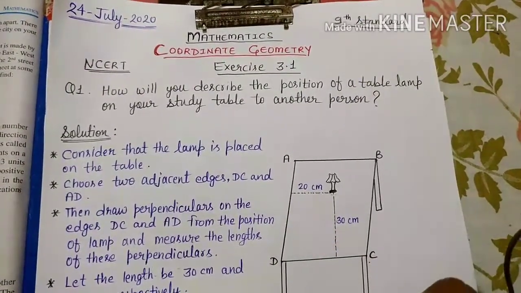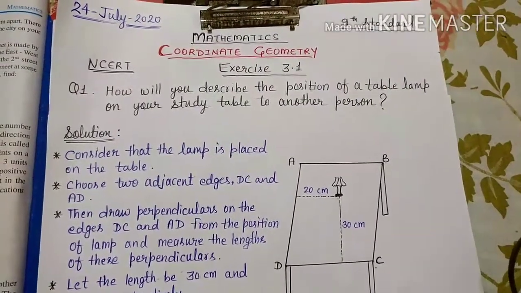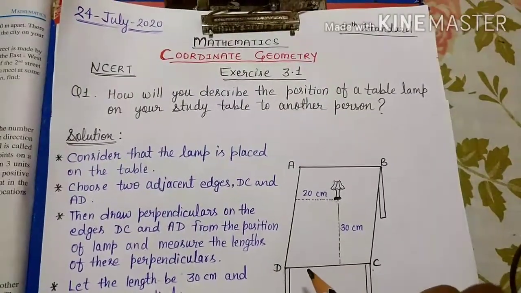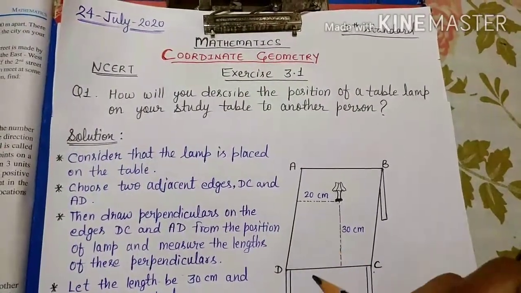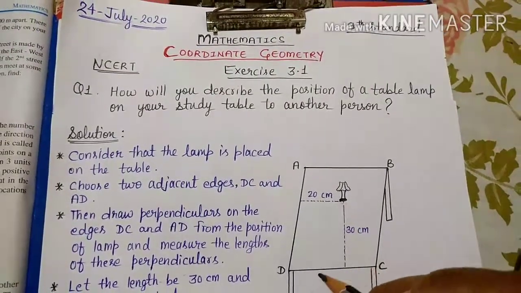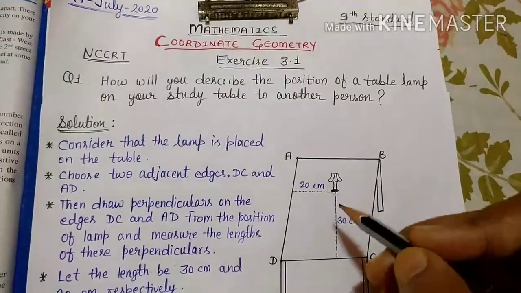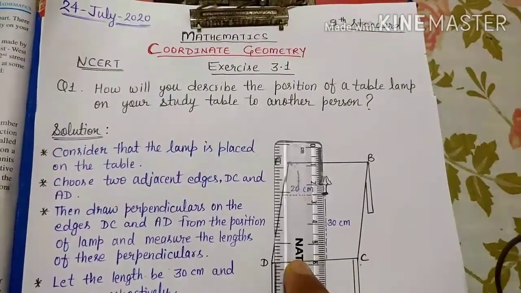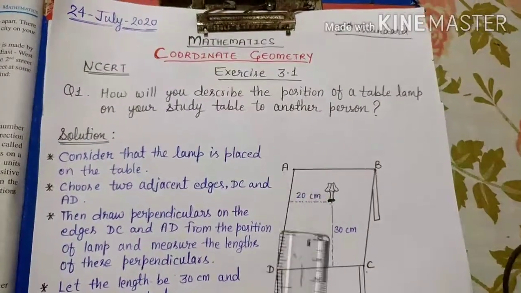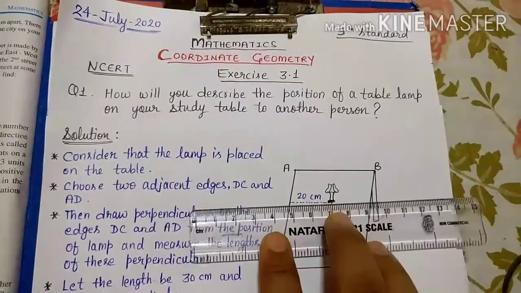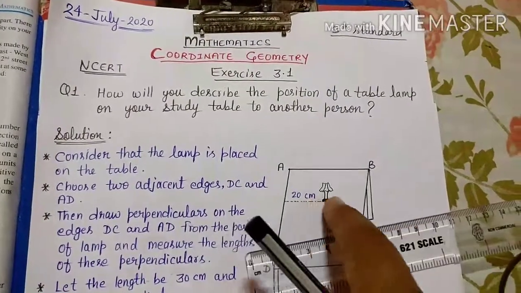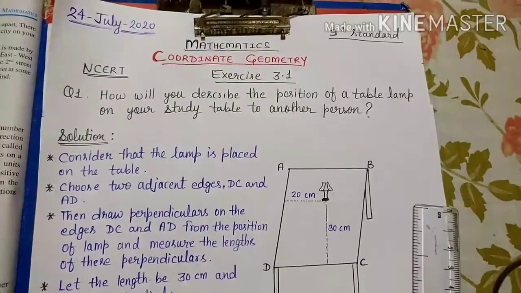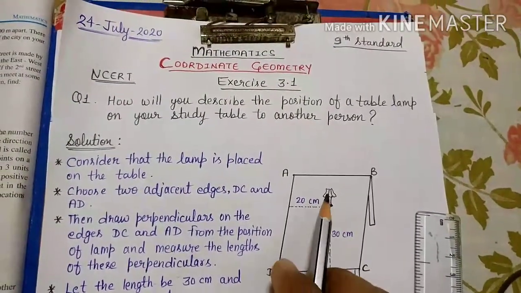Now we are drawing perpendiculars to the edges DC and AD from the position of the lamp and measuring the length of these perpendiculars. As you can see here, from the lamp I have taken a scale and a straight line, so it will be a perpendicular. Then from here also I have taken a straight perpendicular which is coming on AD, and this perpendicular is coming on DC. So I have taken two perpendiculars in order to find the position of this lamp.